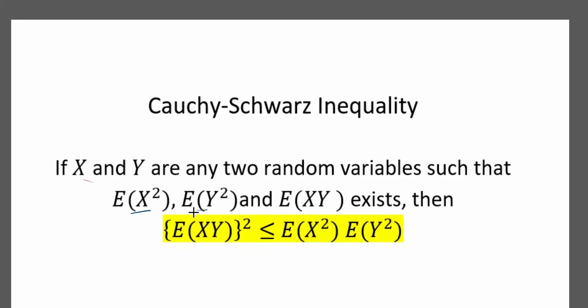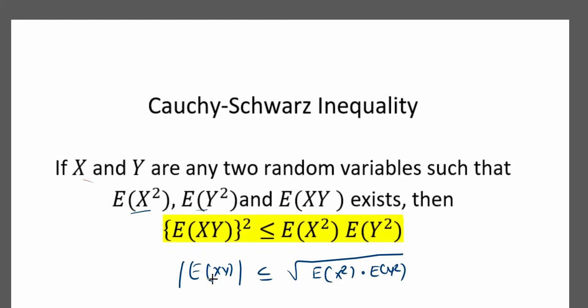In many a case, we may need not the whole square, but rather only E of XY, in which case we would be taking the square root of the value with E of X square and E of Y square, and this will become the modulus of the data. We have positive and negative to account for, so it is squared on both sides. On squaring, the square root gets cancelled off. So this is going to be your alternative format for Cauchy-Schwartz inequality. If you want the modulus of the data, then the modulus will be less than or equal to the square root of E of X square and E of Y square.